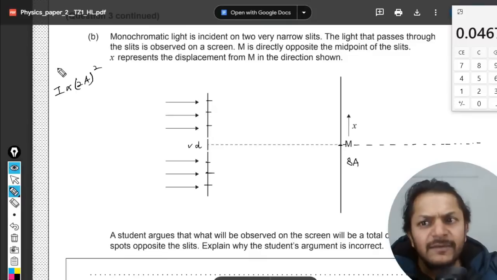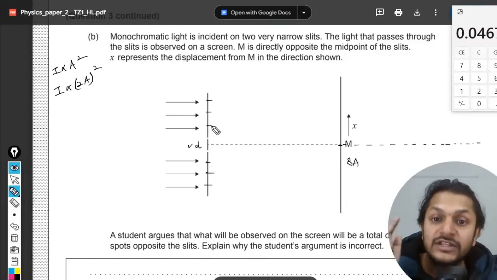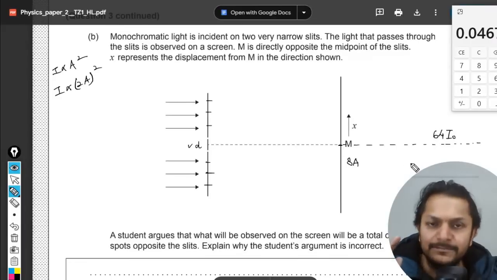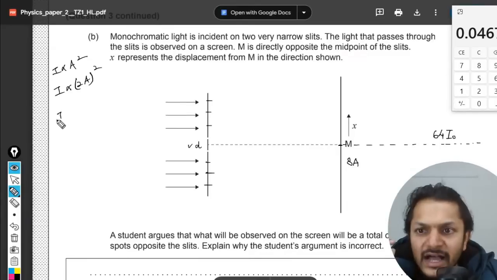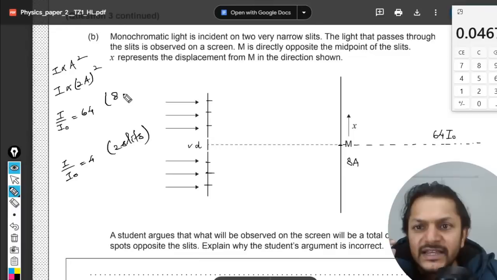So by using the same principle, that intensity is directly proportional to the square of the amplitude, the intensity for these eight slits will be 64 times the individual intensity. So in this case, I by I naught is going to become 64. Earlier it was I by I naught equal to 4 in the case of two slits. This is in the case of 8 slits.